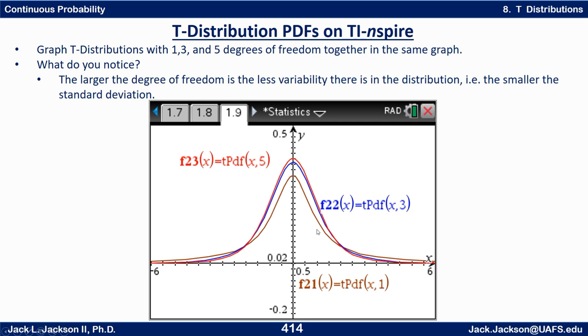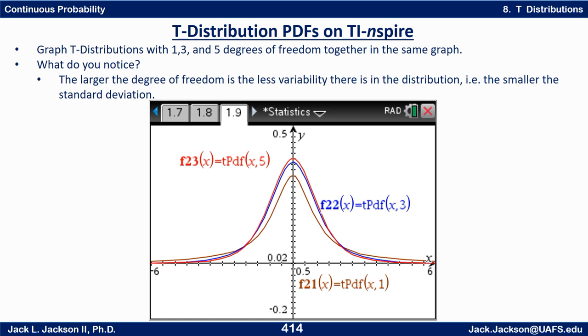Then if you go to 3, that's the blue one. That's the one that's kind of in the middle here. Middle height in the middle, middle height on the ends. And the red one on the top is 5 degrees of freedom, tallest in the middle, shortest on the side. So by what we know already about this, we know that the total area under all of these is 1. So the area is not changing.